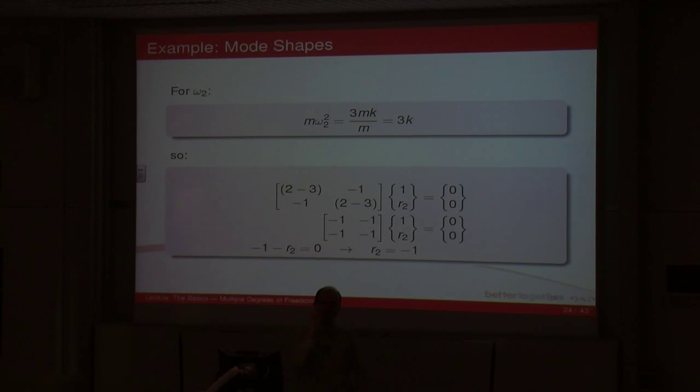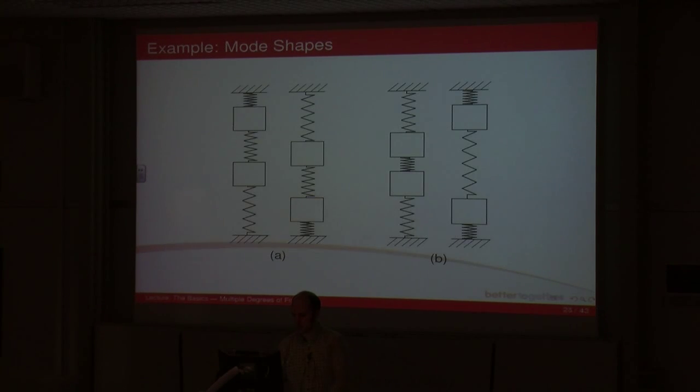And so now if mass 1 moves to the right by a certain amount, mass 2 will move to the left by the same amount. And so you have the two masses going backwards and forwards. There's your two mode shapes.